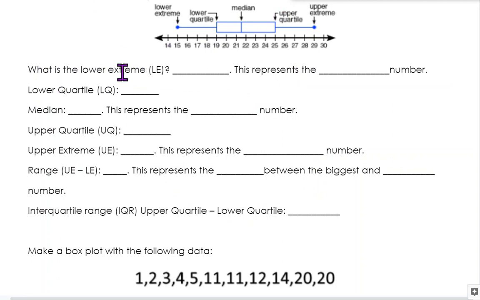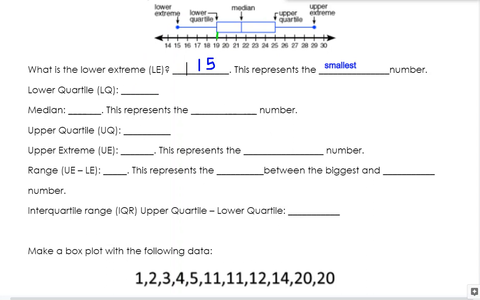The first one: what is the lower extreme? Well, if I look up here, it says lower extreme. My lower extreme is on 15. The dot's right above 15 there. So my lower extreme is 15, and that represents the smallest number. That's where my graph ends. It stops right here on that dot and goes all the way over to this dot, right? So 15 is our smallest number. That's our lower extreme.